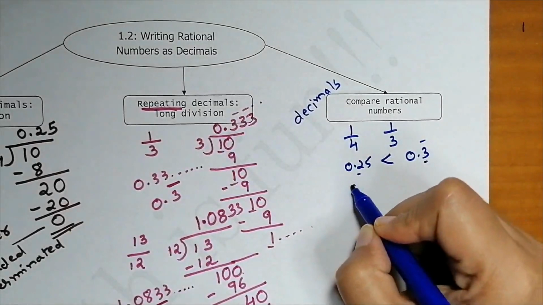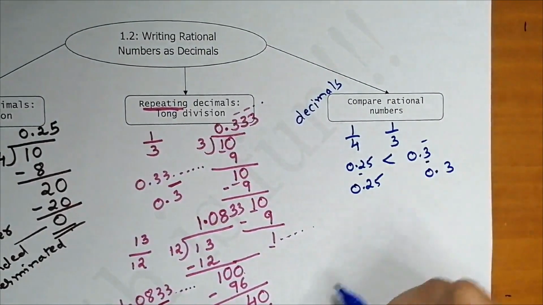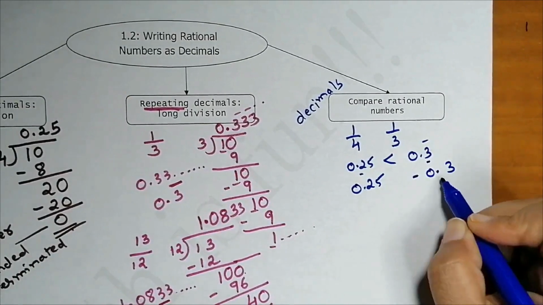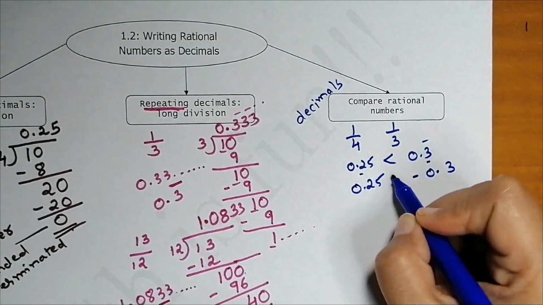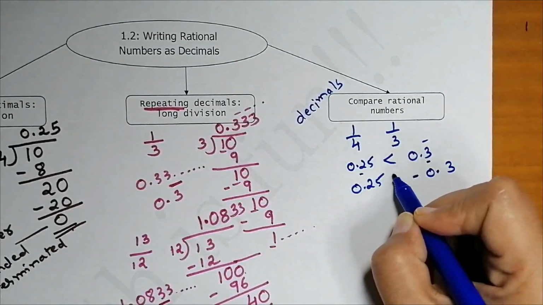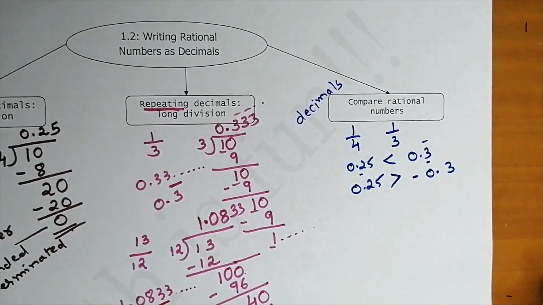If we had one of them as negative and the other as positive, for example, minus 0.3 and plus 0.25, then what happens? You know that negative numbers are always smaller than positive numbers, right? So positive numbers are always greater than negative numbers.